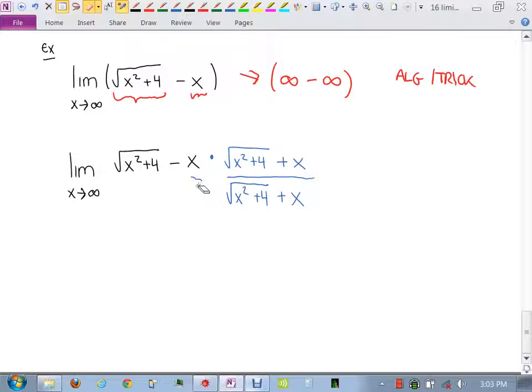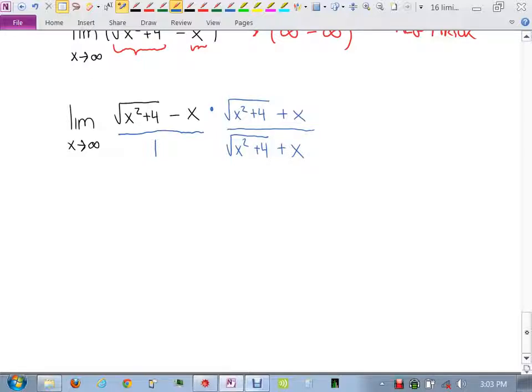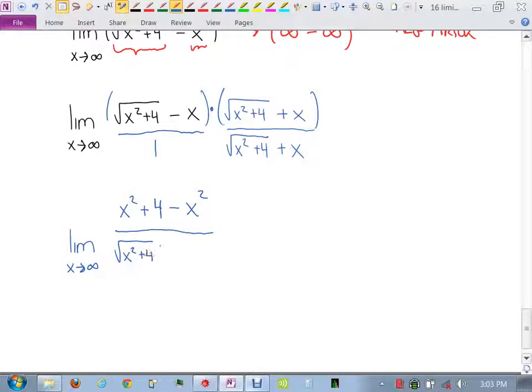Now, the original part of this, which was the black part, I can look at that as all being over 1, right? What do you get when you multiply across the top, when you do your little FOIL action there? x squared plus 4 minus x squared. So I already did the cancellation and stuff. I still need to write my limit out here in the beginning. All divided by that square root of x squared plus 4, but this time plus x. Those x squareds cancel, don't they, in the numerator? And we just have the 4, and then in the denominator, square root of x squared plus 4 plus x.